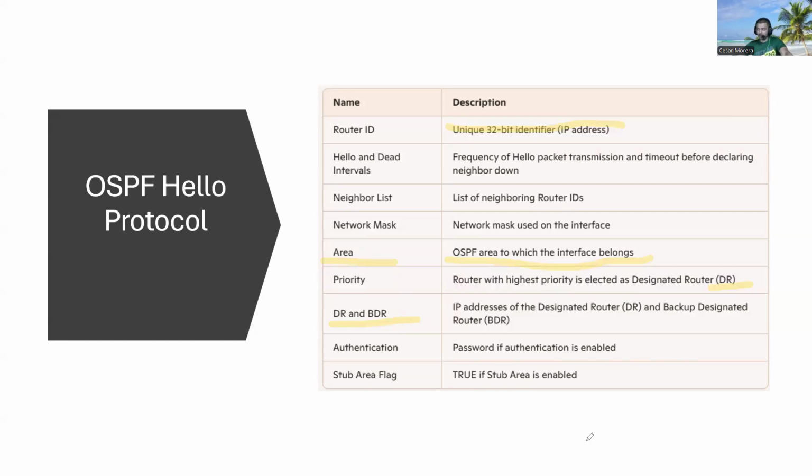Authentication, there is a password authentication enabled usually, and the stub area flag, true, if the stub area is enabled. Those are basically some of the new terms that we are covering regarding the OSPF Hello Protocol. So let's clear the board for a moment so we can continue moving on.